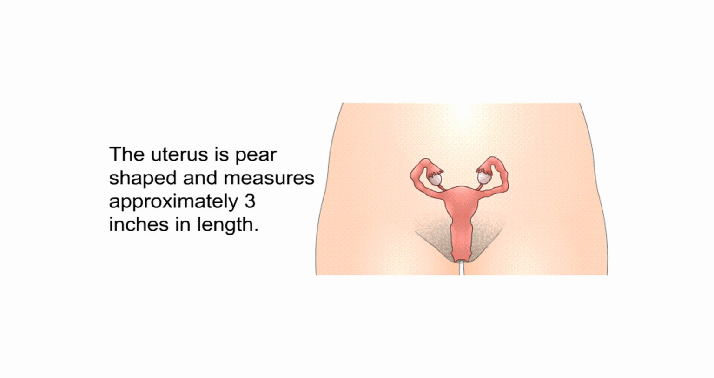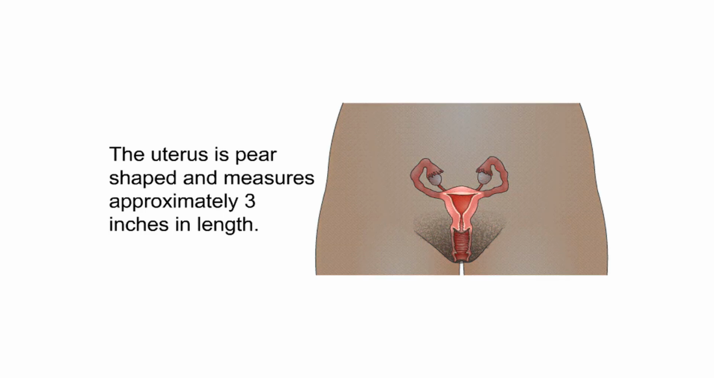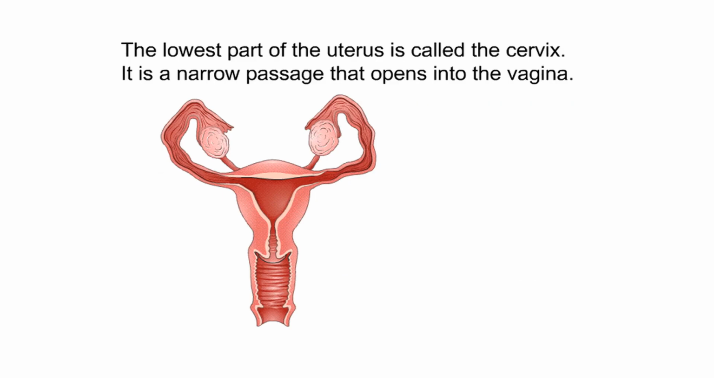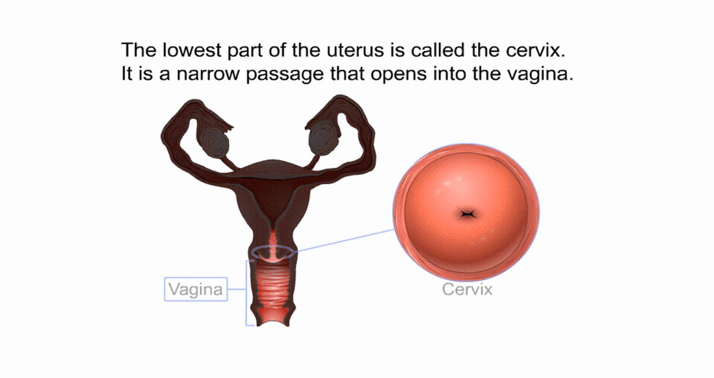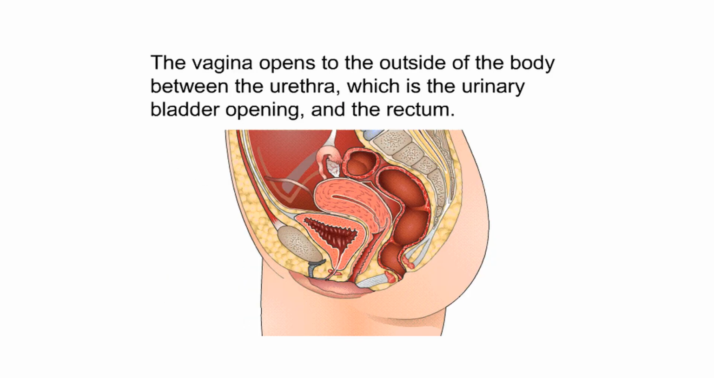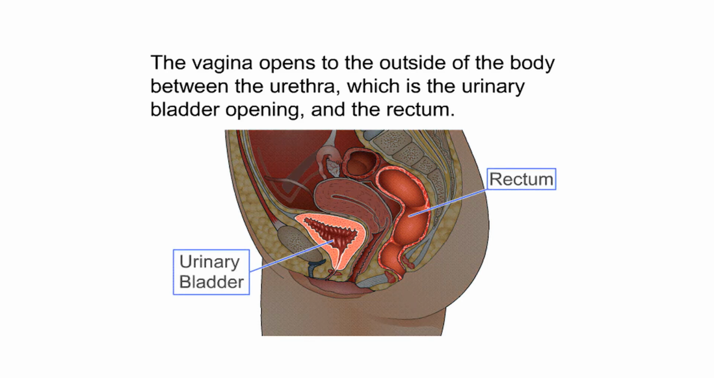The uterus is pear-shaped and measures approximately 3 inches in length. The lowest part of the uterus is called the cervix. It is a narrow passage that opens into the vagina. The vagina opens to the outside of the body between the urethra, which is the urinary bladder opening, and the rectum.